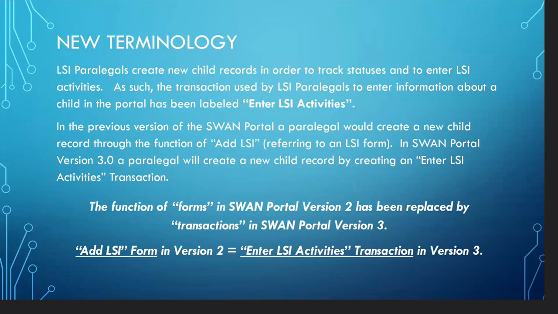LSI paralegals create new child records in order to track statuses and to enter LSI activities. As such, the transaction used by LSI paralegals to enter information about a child in the portal has been labeled Enter LSI Activities. In the previous version of the SWAN portal, a paralegal would create a new child record through the function of Add LSI, referring to an LSI form. In SWAN Portal version 3, a paralegal will create a new child record by creating an Enter LSI Activities transaction.